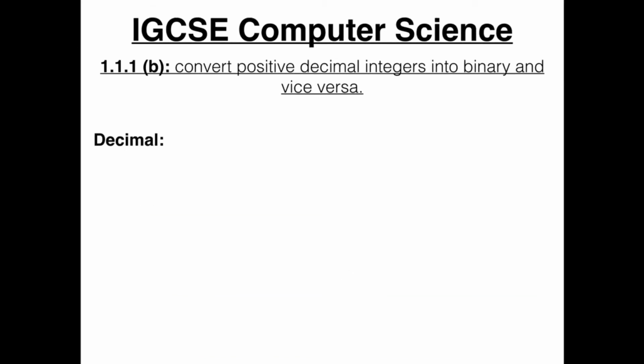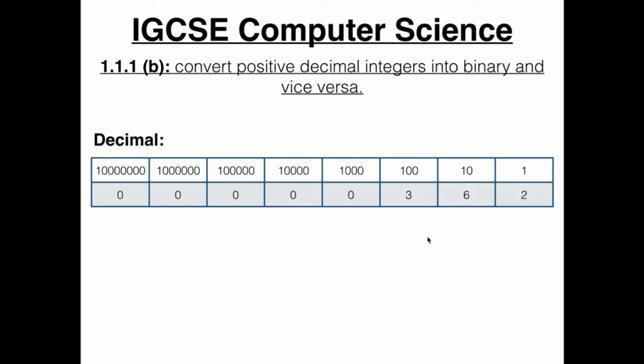So to better understand this, let's take the number 362. We plug it into this table here. So we get 3 times 100 plus 6 times 10 plus 2 times 1. So it would be 300 plus 60 plus 2, which would give you 362.